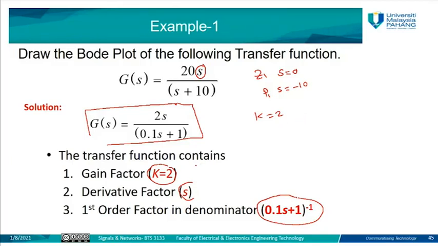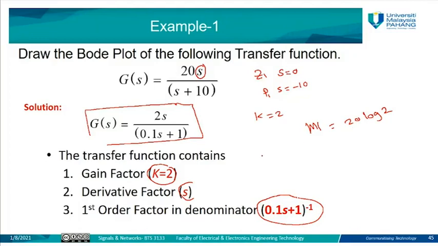Previously we said if we have a gain, the magnitude of the gain will equal 20 log the gain value. For example here the gain is equal to 2. So the magnitude of this gain K will equal 20 log 2. That means if I want to draw this magnitude in the semi-log paper, I draw a line at the point 20 log 2 in dB. So what is 20 log 2? Just use your calculator to find the value of log 2, then multiply by 20.